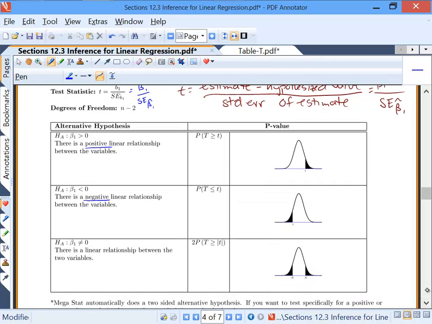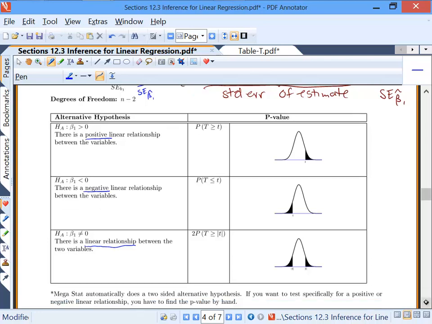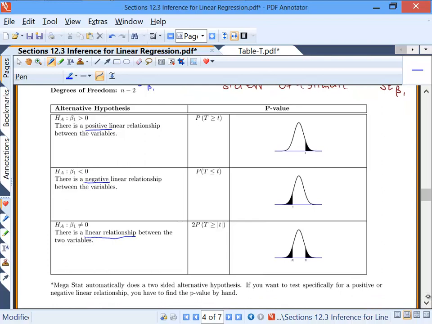And finally, if you don't know whether you thought that the line should be going up or down, you just want to know if there is some kind of relationship, then you just test for not equal to 0, but all you could say at the end is just that there is a linear relationship. You couldn't tell me whether the line is going up or down. And you'll be looking for the area in both tails. Now just to note that Megastat on its output only does a 2-sided hypothesis. So if you want to test specifically for a positive or negative linear relationship, you have to find the p-value by hand, which is one reason why we still learn how to do it by hand even when we have computers.